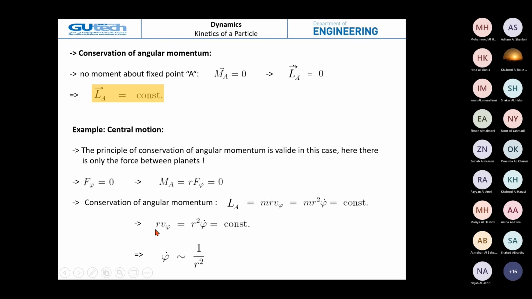Then it means phi dot is inversely proportional to the square of the distance between the two planets. And we have seen this also, it's only Kepler's second law.